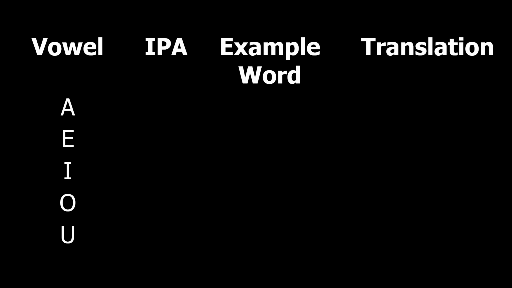First, vowels. There are 5 vowels in Chichewa, which if you know Spanish or Swahili, are pronounced almost the same as the 5 vowels in those languages. A, E, I, O, U.